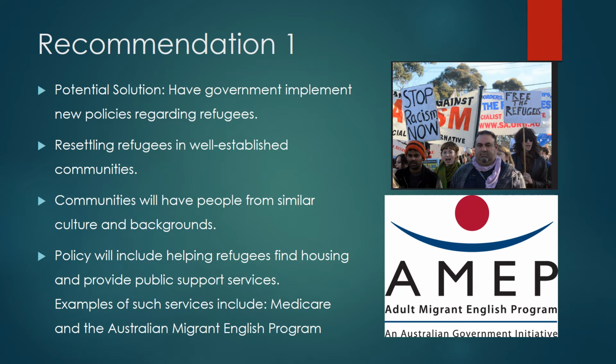What we propose as a potential solution to this issue is to have the government implement a new policy on accepting more refugees. This policy involves resettling refugees into well-established communities where there are others from refugee backgrounds. From here, they will find members of the community from the same nationalities or cultural background who can provide them with some of the assistance and support that they need.